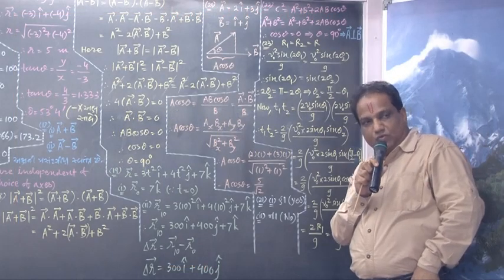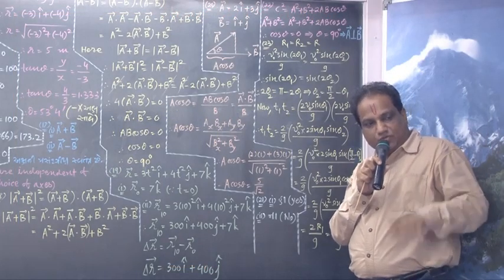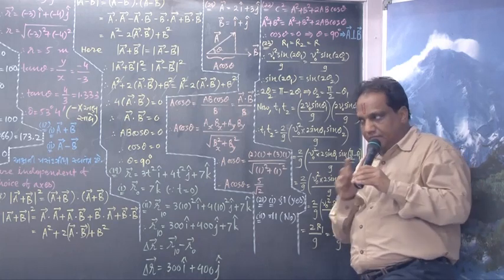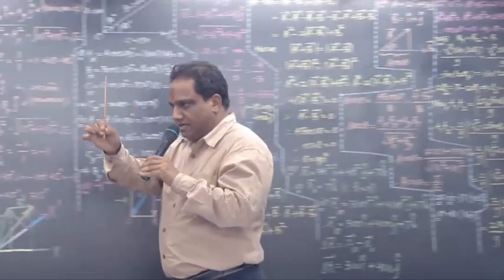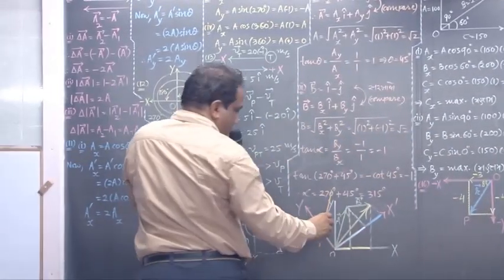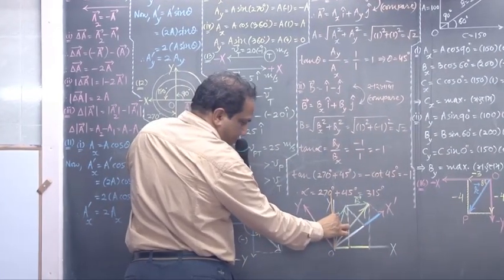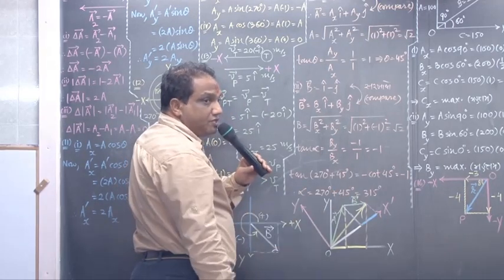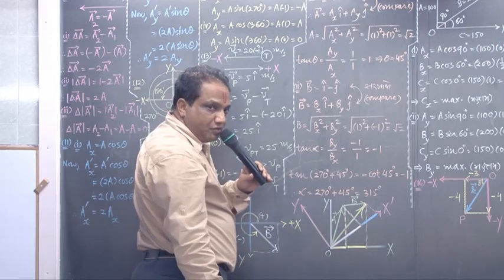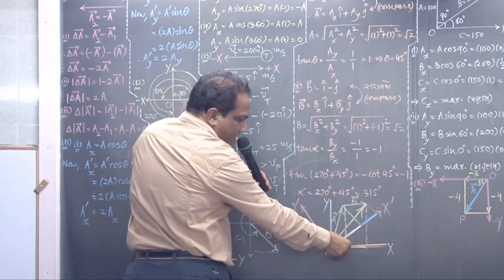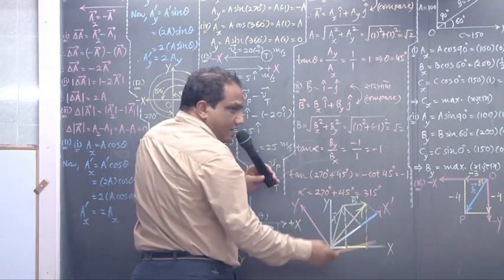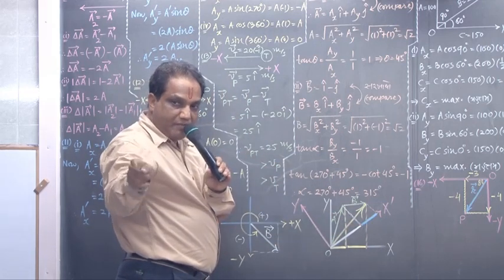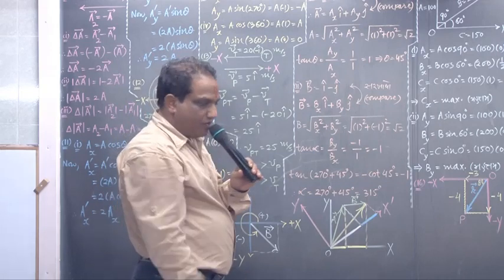Vector may not be 0, but its component may be 0. Because if you take the given vector along the y-axis, then its x component is A cos 90 degrees, which is 0. If you take a vector along the x-axis, then its y component is 0. So a vector may not be 0, but its component may be 0. Correct? What is the second question?